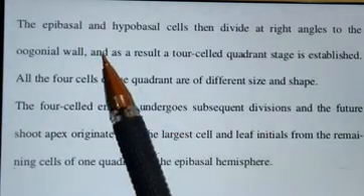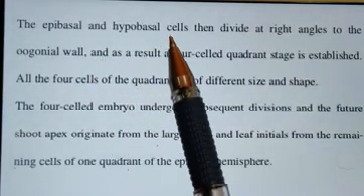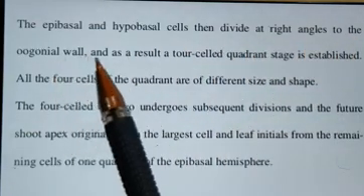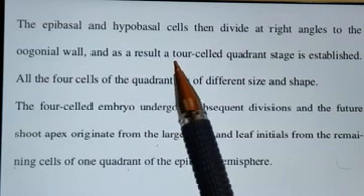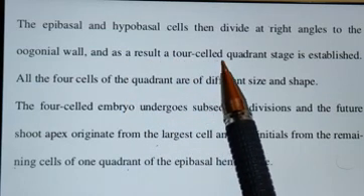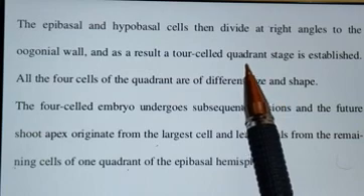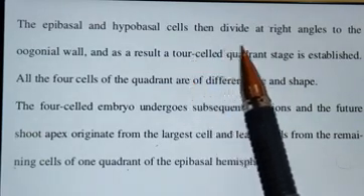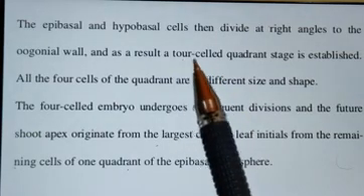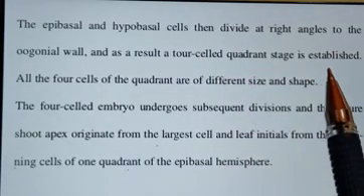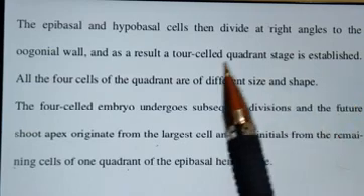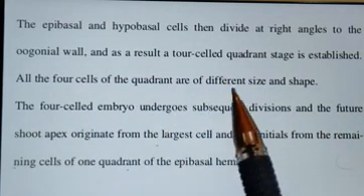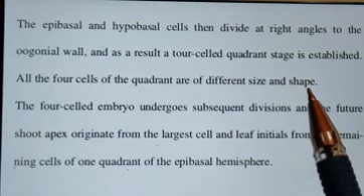The epibasal and hypobasal cells then divide at right angles to the original walls, and as a result a tier of four cells forms, which is the quadrant stage. Quadrant stage means one cell divided into four cells. This is also called the tier or quadrant stage. All the four cells of the quadrant are of different size and shape.